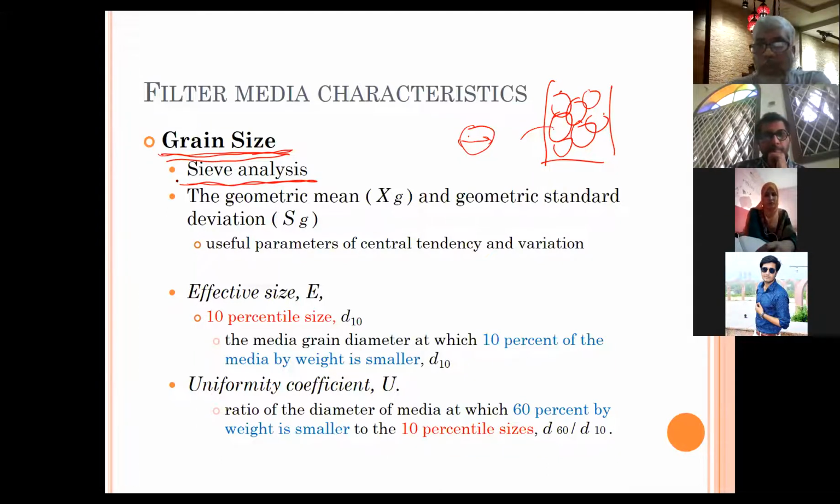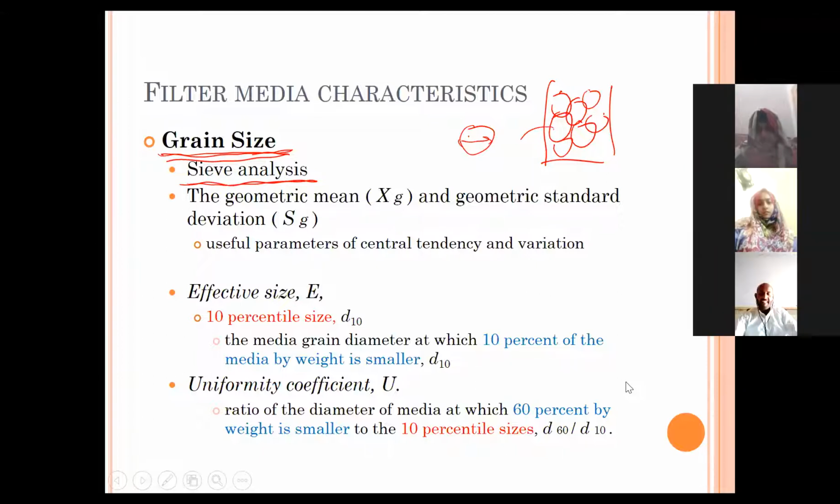How many of you have heard about sieve analysis? You can raise your hand. I can see you. Sieve analysis, okay. Merad, Javed, have you heard about sieve analysis? No? Anjum? No?